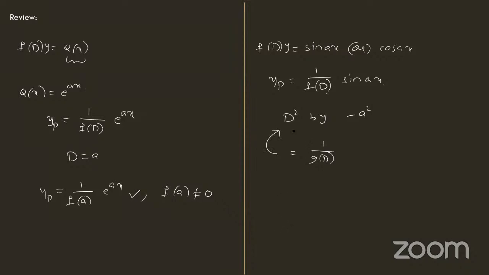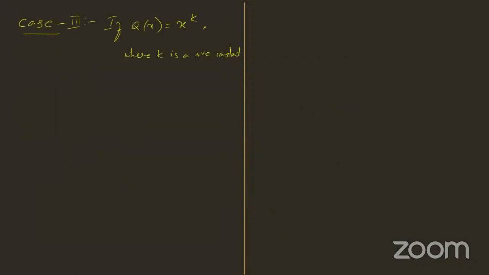And in case when you substitute D square by minus a square and you get a 0 in the denominator, again, as we discussed in the case of exponential functions, we differentiate the denominator and simultaneously multiply with our x. That's the process we discussed regarding the previous two cases. Now, let's move on to the next case.